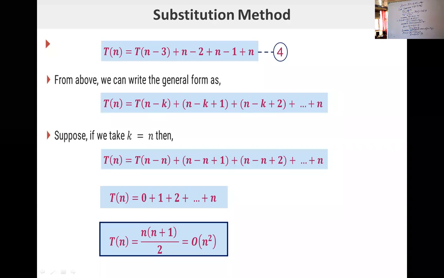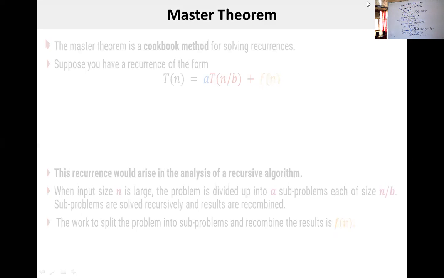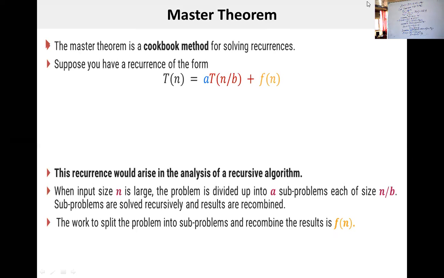So, this is your backward substitution. Now, let's come to the master theorem. The master theorem is a cookbook method. It is basically a standard method for solving recurrences. You have the general equation T(n) is equal to a T(n/b) plus f(n).